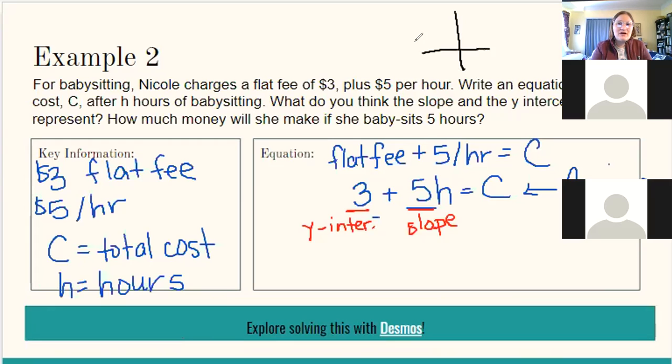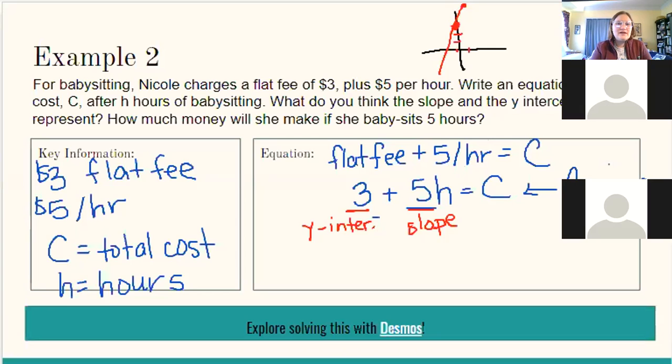So if we think about graphing this, right, no matter what, even if she works 0 hours, she makes $3. So we start at 3. There's our y-intercept. And then for every hour that she works, we got to go up $5. So that's our slope. So we could graph that line and we'd see she starts at 3 and then she gets $5 going up. Now, technically, real world, we would not have a line down here because she can't work negative hours.